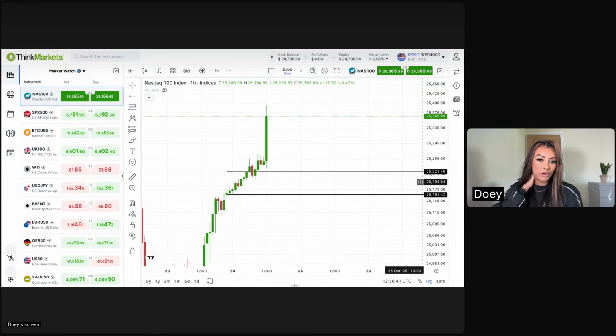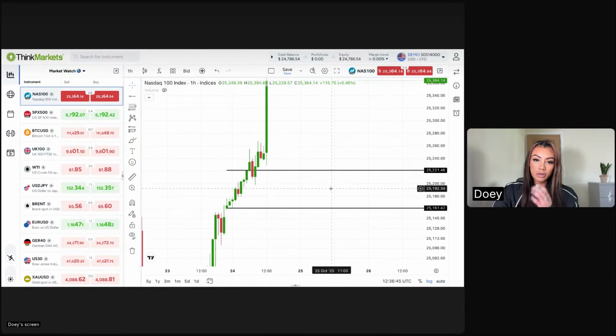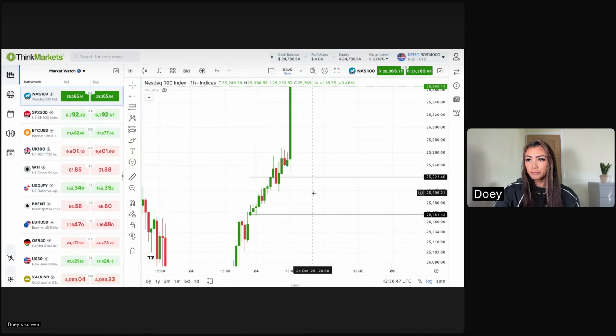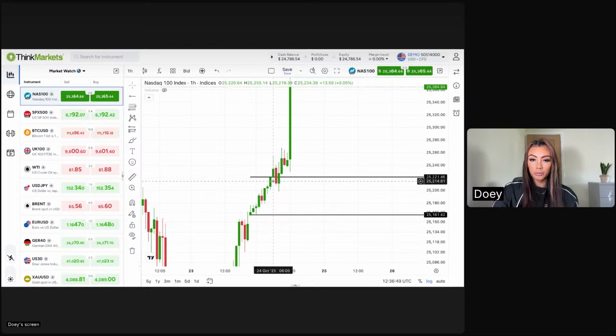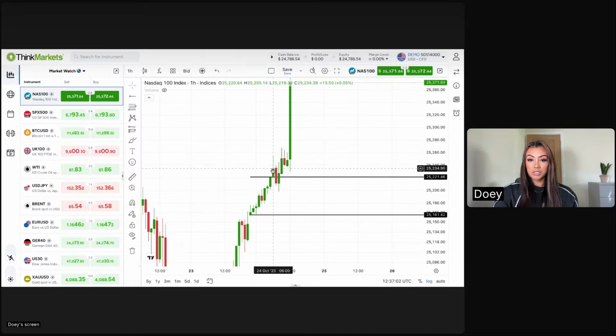But yeah, we were in buys for NAS this morning, but this is also another way that I like to use market structure. So, we mark up the highs and the lows of the Asia session and we wait for a reaction to happen. So when it gets to either the high or the low, we're waiting for a breakout or a rejection. Here we got a breakout. So now we can drop down to the lower time frame.